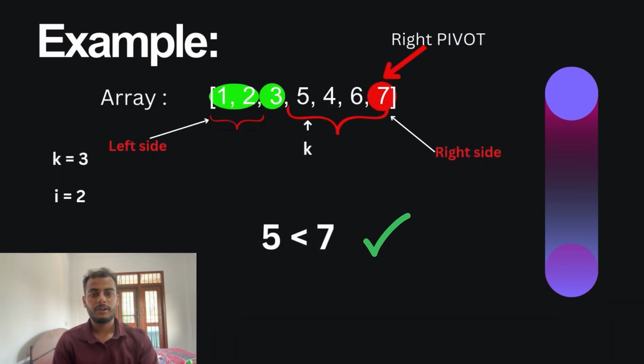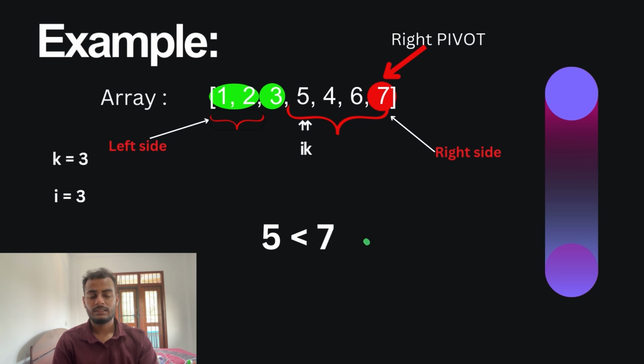Now let's move on to the right sorting part. Let's take the pivot as 7, the last element of the array. Start with i equal 2 and k equal 3. k equal 3, element 5 is less than the pivot 7. Increment i to 3 and swap elements at i equal 3 and k equal 3.